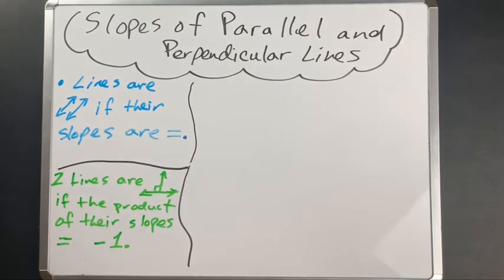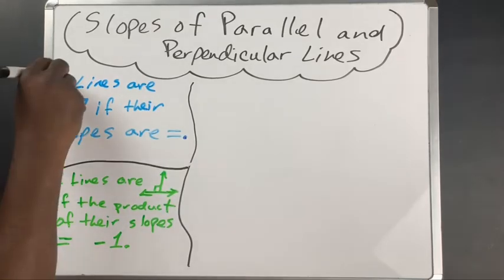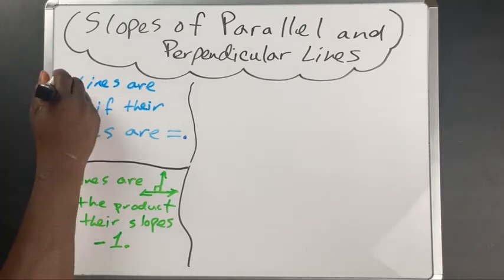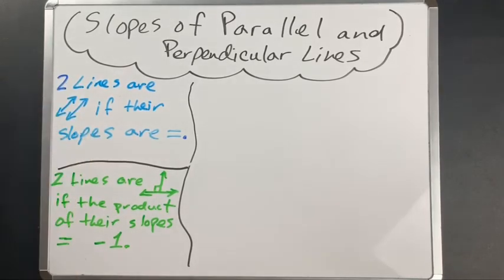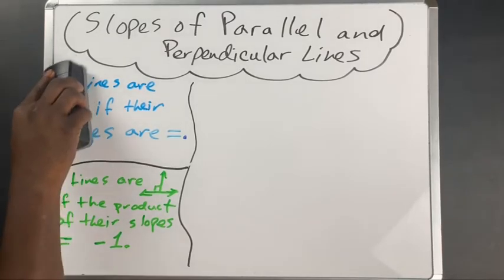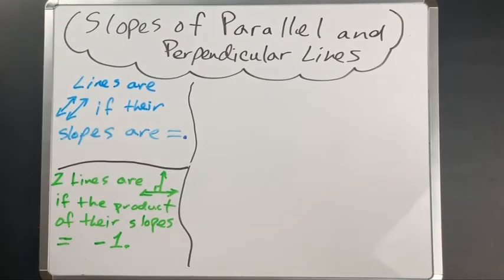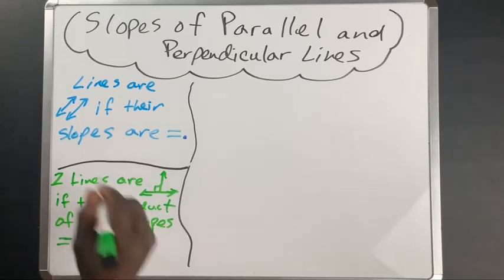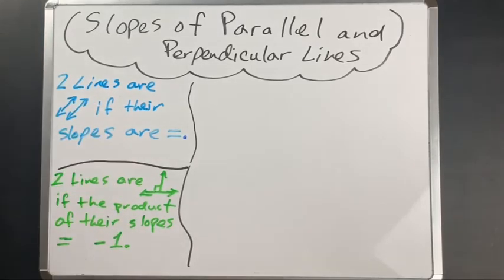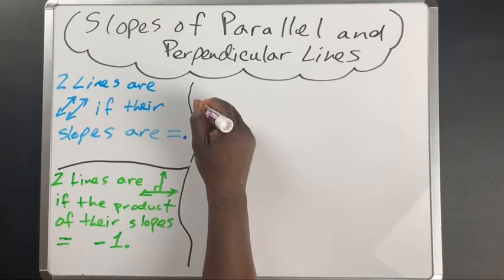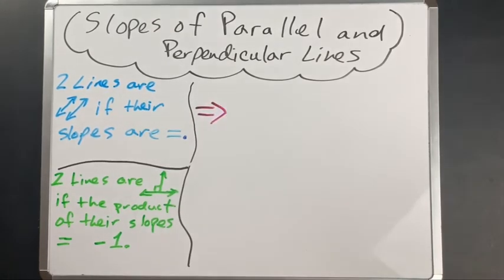Let's be consistent here. Two lines are parallel if their slopes are equal, because we're going to be dealing with comparing two lines for now. All right, so let's first start with parallel lines.